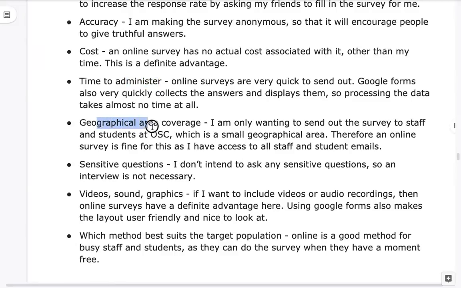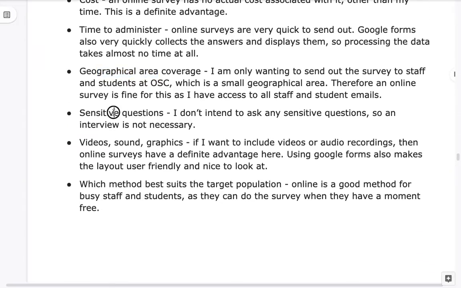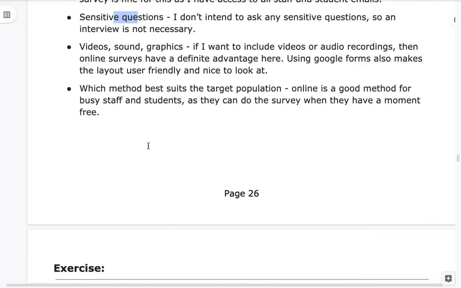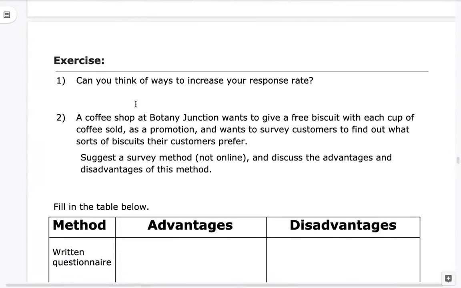Geographical area, I'm only sending them out in a small area, so that is fine. Sensitive issues, well, I'm only asking about the canteen, so they're not particularly sensitive issues. So if I did have sensitive issues, then an interview would be better. So all those good things. Okay, so let's have a look at this question here. Can you think of ways to increase your response rate?